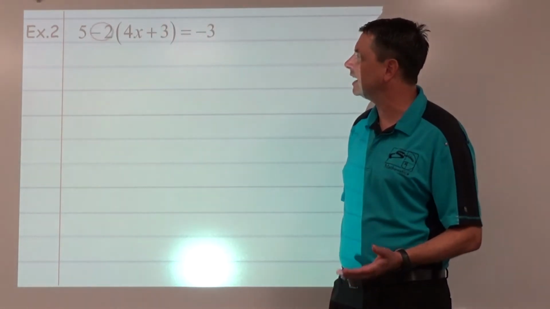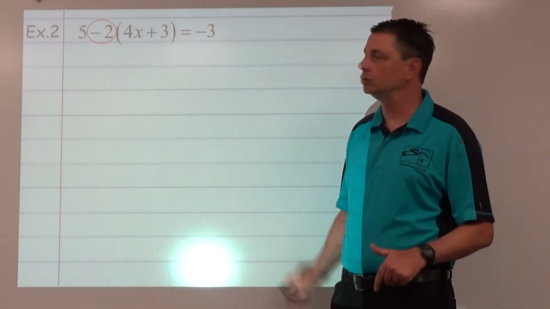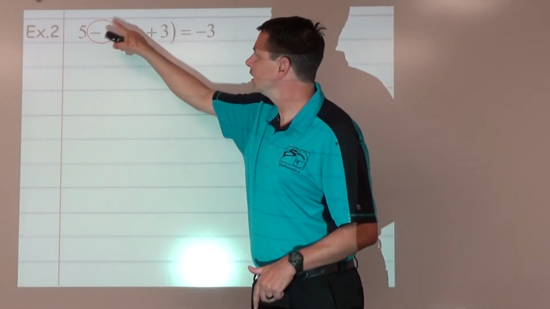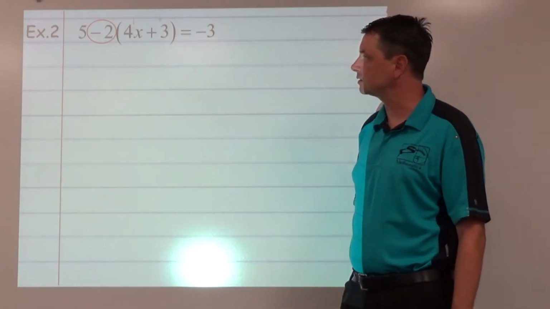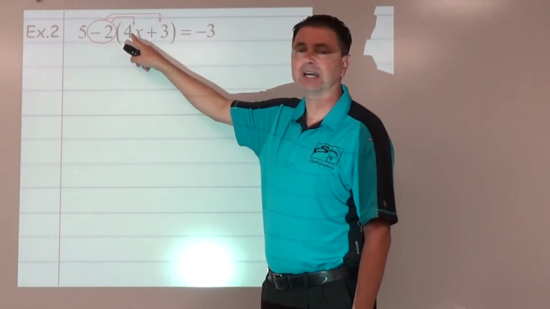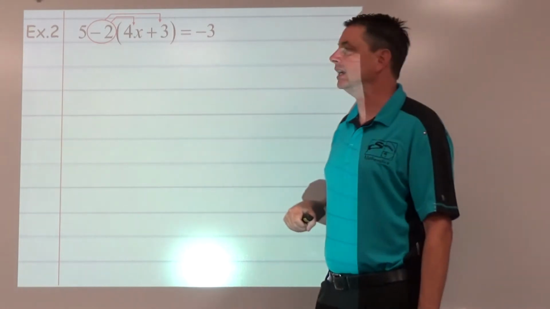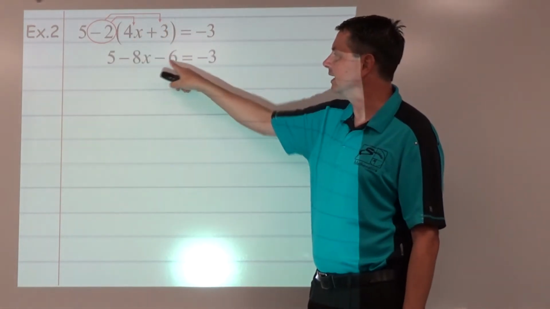So I'm going to just kind of highlight, or in this case circle, what I'm going to distribute, which is the negative 2. I'm going to show with arrows that it's going to multiply into each of the terms in the parentheses. Right there. So the 5 stays. We get negative 2 times 4x, negative 8x. Negative 2 times positive 3 is going to be negative 6.